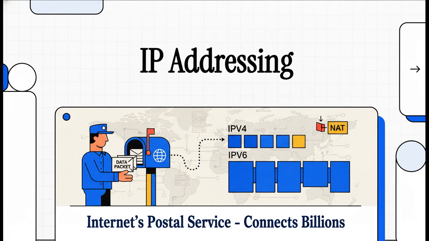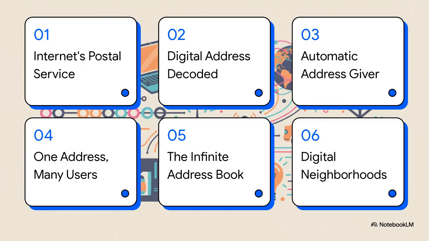Have you ever really thought about how an email you send from your living room finds its way to a specific server halfway across the world in like a split second? It's kind of amazing. The whole internet really works like this massive, planet-sized postal service. And for any of that to work, every single device needs a unique address. So, how does this digital post office actually pull it off?